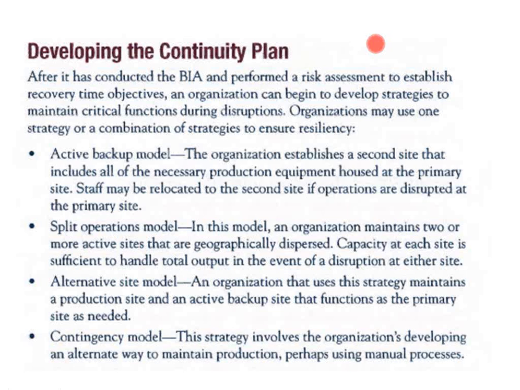And then contingency model. Strategy involves organizations developing an alternative way to maintain production, perhaps using manual processes, things like that. I know, for example, when I worked for Raley's, they had the distribution center. In the event of refrigeration failure, which obviously would be the biggest, that would be a huge impact, they had agreements in place with another warehouse facility that automatically they get first priority.